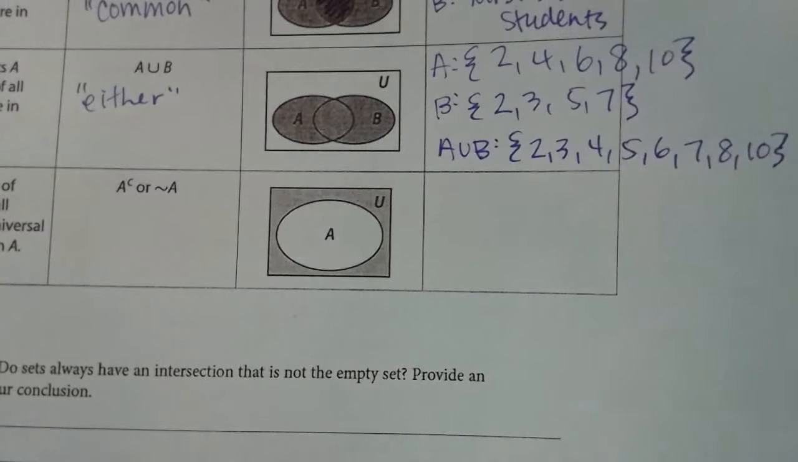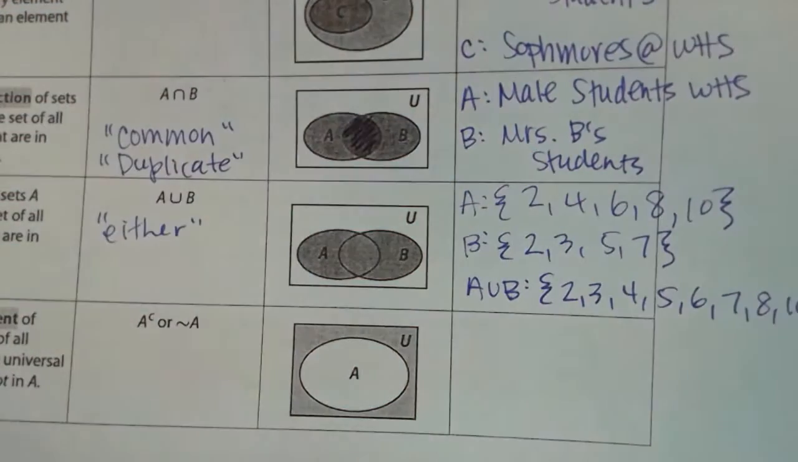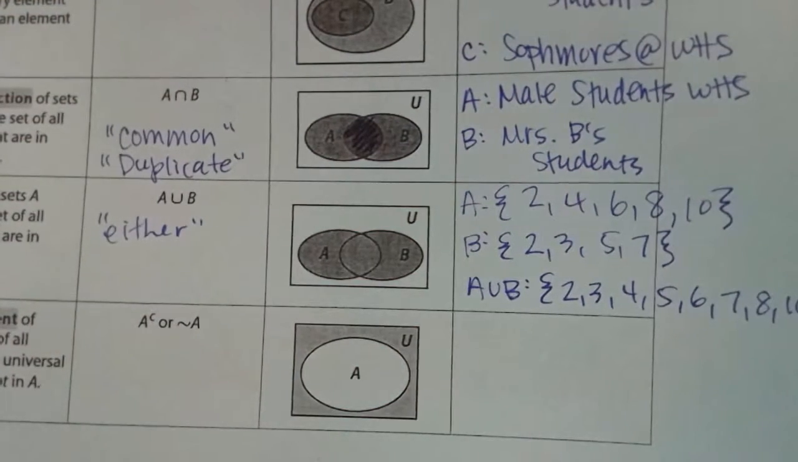The duplicates, if you again think of those as numbers on a ping pong ball inside of a box, the duplicates, the 2, that's the intersection. Are there any other duplicates? So I'm going to put this word right here, duplicate. It's another good way to describe intersection.